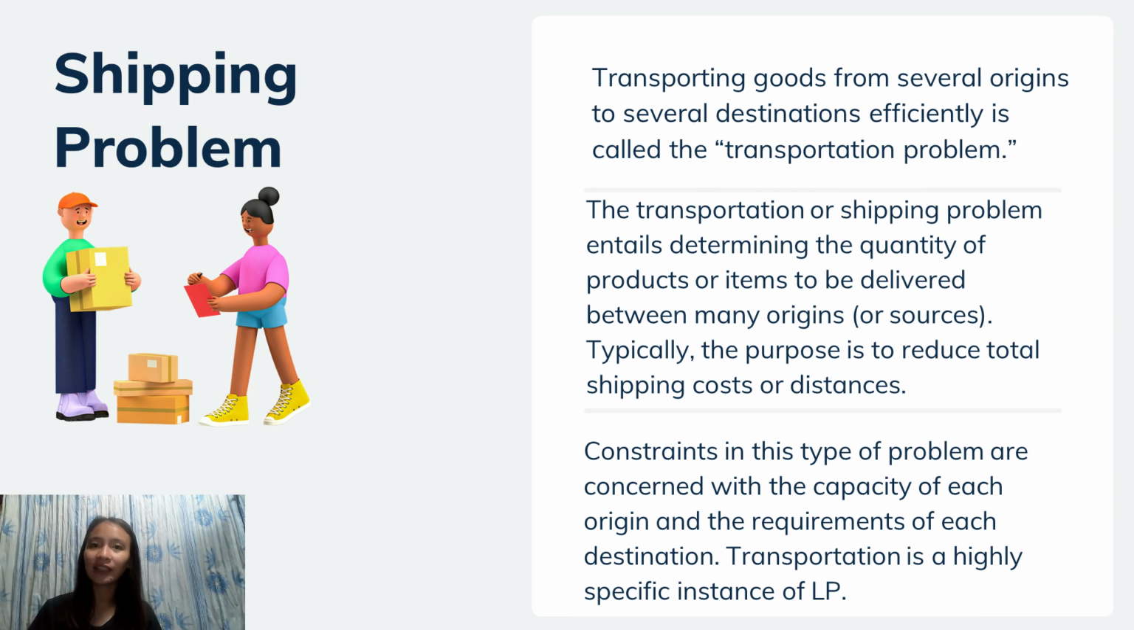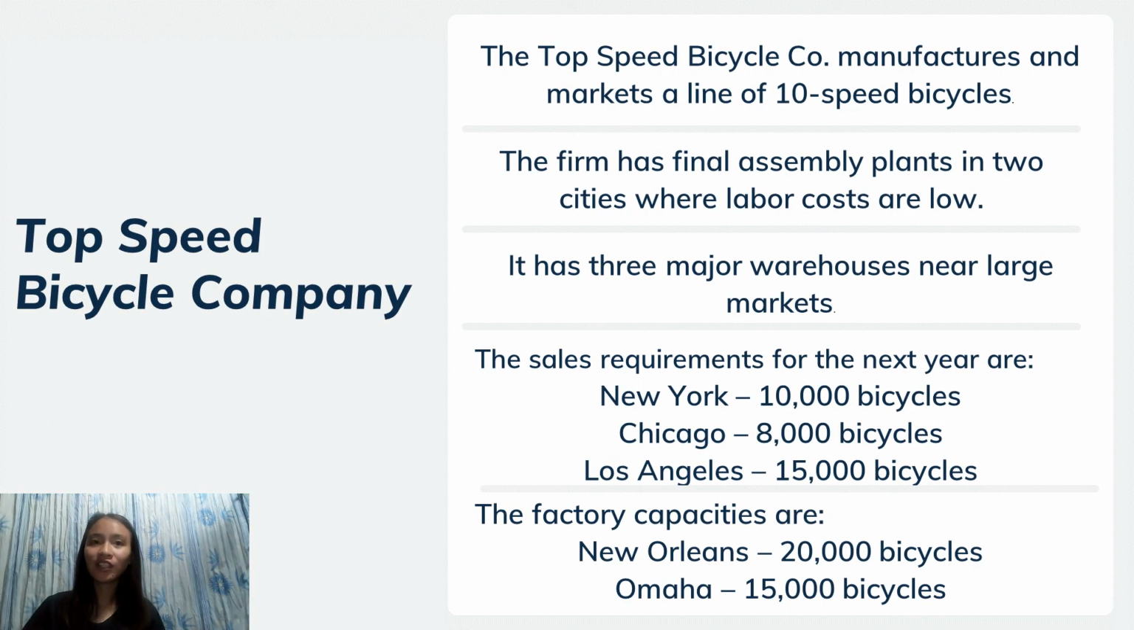Transportation is a highly specific instance of linear programming. The transportation problem is a special kind of linear programming problem in which the goods are transported from a set of sources to a set of destinations, subject to the supply and demand of the sources and destinations respectively, such that the total cost of transportation is minimized. So let's use the Top Speed Bicycle Corporation as our example in this application.